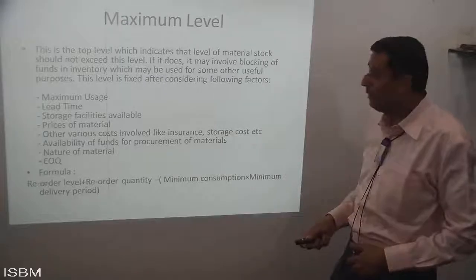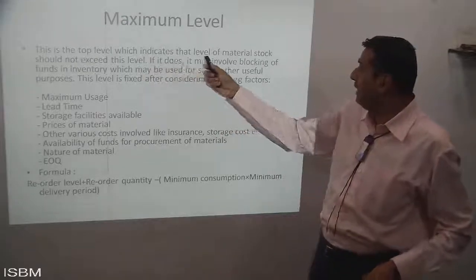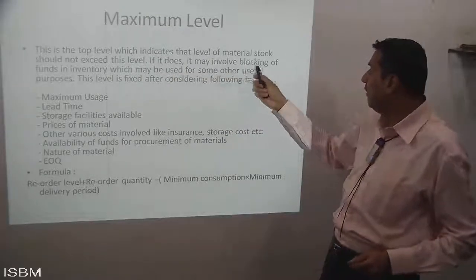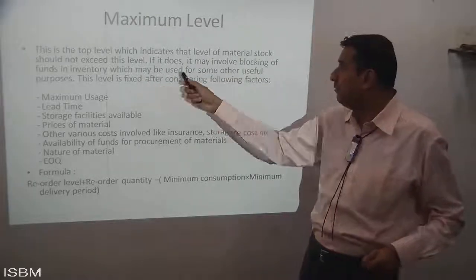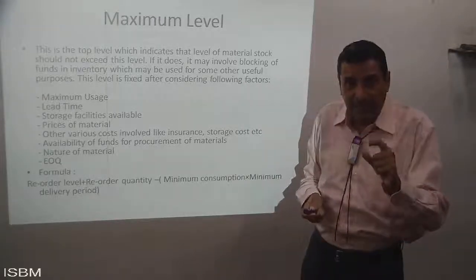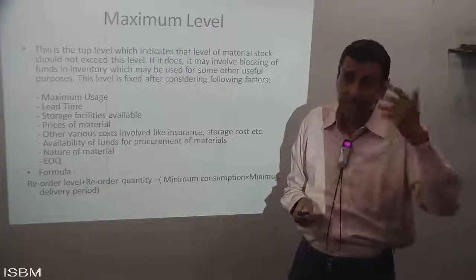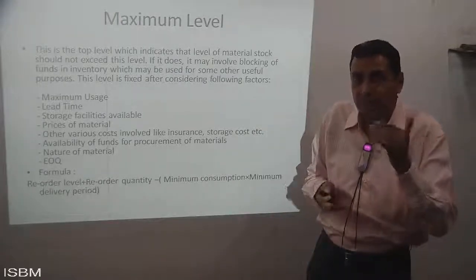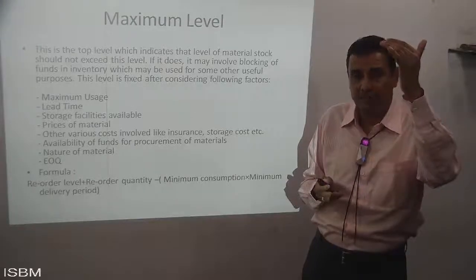Now the maximum level. This is the top level, which indicates that the level of material stock should not exceed this level. If it does, it may involve blocking of funds in the inventory, which may be used for some other useful purpose. Sometimes the management believes that they have to keep the stock at a maximum level. There is some thought, some model, the company adopts, to keep the stock level at a maximum level.